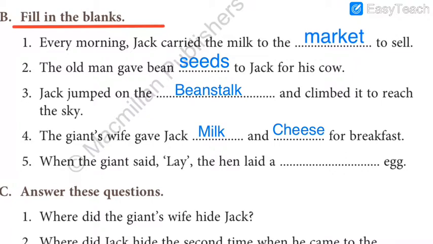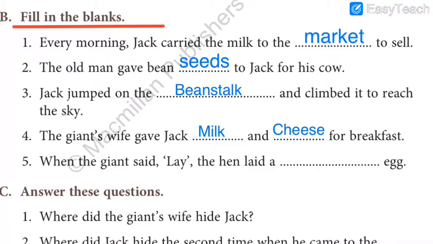Okay. Now, please repeat after me loudly and clearly. The giant's wife gave Jack milk and cheese for breakfast. Very easy and very simple. Now the last FB for today's lesson.